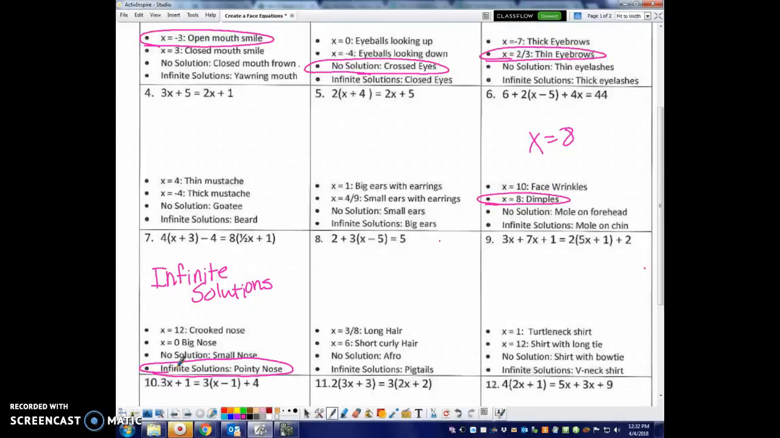Okay, so you're going to finish the rest of this worksheet on your own. Let me know if you have any questions. Again, submit your answers first, then draw your face, okay? It's due by the end of the class period. Good luck, guys.